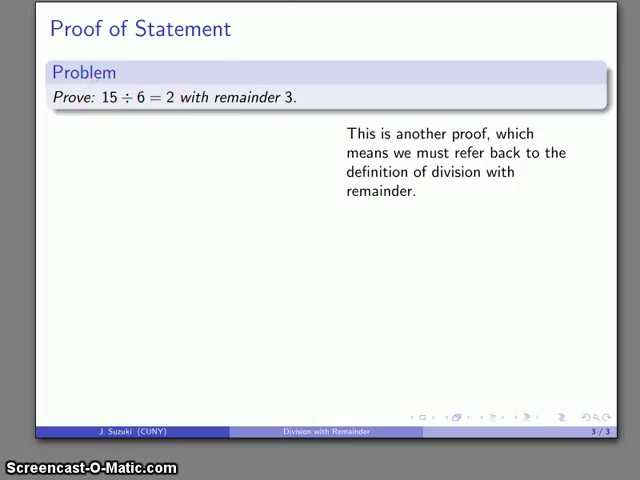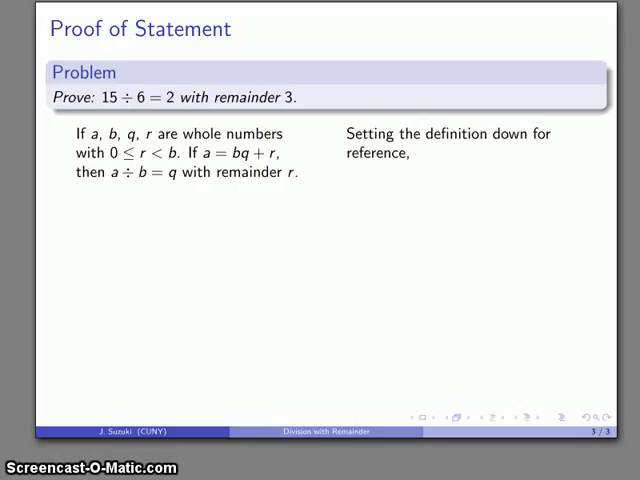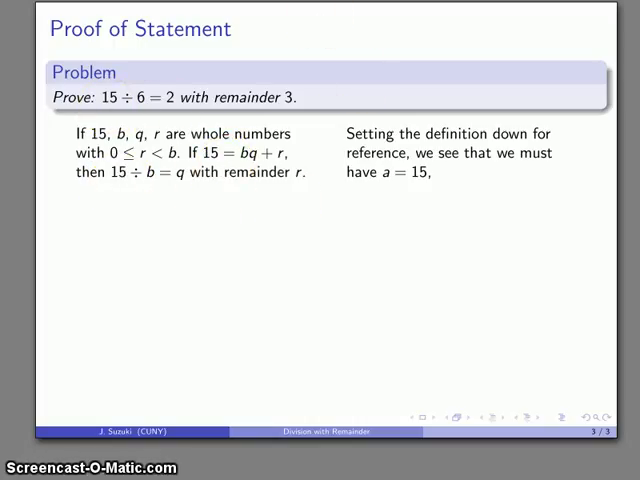And so in order to approach this, this is a proof, so we want to go back to our definition of division with remainder. And so we'll set down our definition for reference, and we'll compare what we want to prove with what our definition is. So let's take a look at this. This A must be 15, so I'll make that substitution. This B is 6, so I'll make that substitution. The quotient, 2, is Q, so I'll make that substitution. And then my remainder, 3, is R, and I'll make that substitution as well.